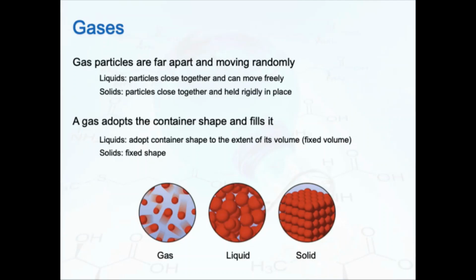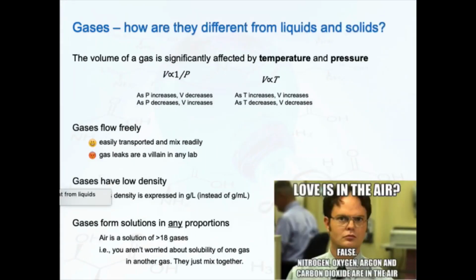So how are they different from liquids and solids? We have the fact that they're significantly affected by temperature and pressure. Liquids are as well, but it's not as much of a change. So when the pressure increases in the system for a gas, our volume decreases. And then when the pressure decreases, our volume increases. And then it's kind of the opposite with temperature. When temperature increases, gas volume increases. So kind of like if you've ever seen a balloon on a hot day, if it gets colder, the balloon will shrink.